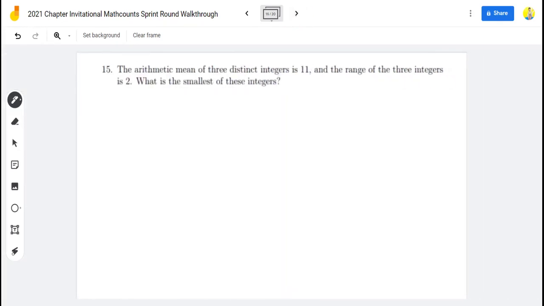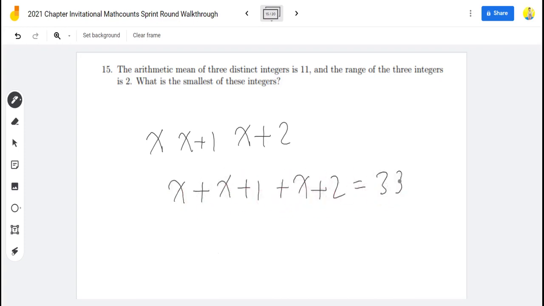The arithmetic mean of three distinct integers is 11, and the range of the three integers is 2. What is the smallest of these integers? So the range of these three integers is 2, and they are distinct, that means the integers are x, x plus 1, and x plus 2. The arithmetic mean of these three distinct integers is 11. So that means the sum is just 33. So x plus x plus 1 plus x plus 2 equals 33. 3x equals 30, and x equals 10. So our final answer is 10 as the smallest of these integers.